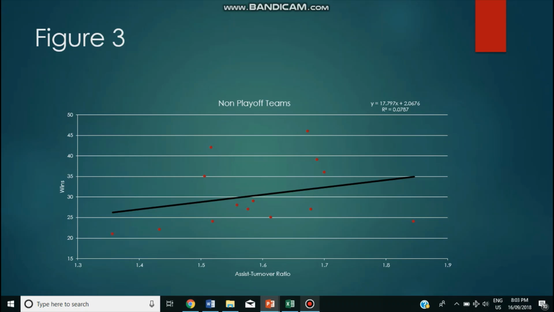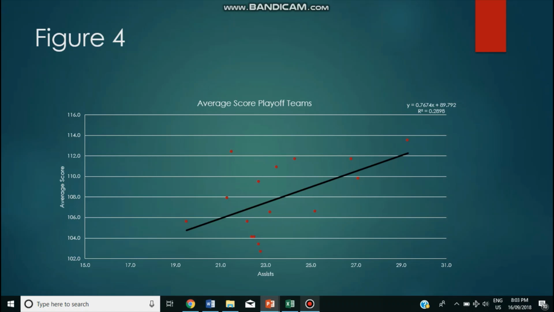The assist-to-turnover ratio versus season wins was not giving the correlation we were looking for, so keeping the separated groups, we changed the data collection to assists against average score and then turnovers against the average score of their opponents. Thus, in Figure 4, we see a far stronger correlation than previous data sets due to the fact that to get an assist, one must score. Also, obviously, the top 8 teams from each conference playing in the playoffs are better scorers, bringing the far higher correlation coefficient.